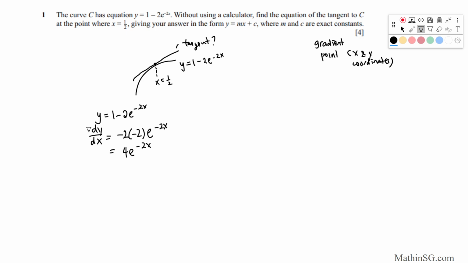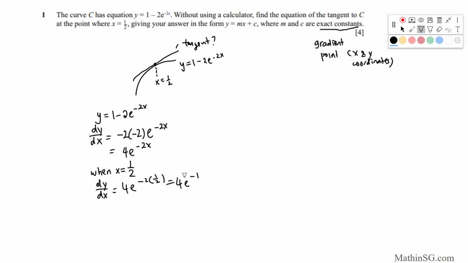We are not interested in just the general formula for the gradient. We are interested in the gradient when x equals half. So we sub in x equals half. When x equals half, dy/dx equals 4e to the power of minus 2 times half, which is 4e to the power of minus 1. We'll keep it like this because they want exact form, so don't type it into your calculator.